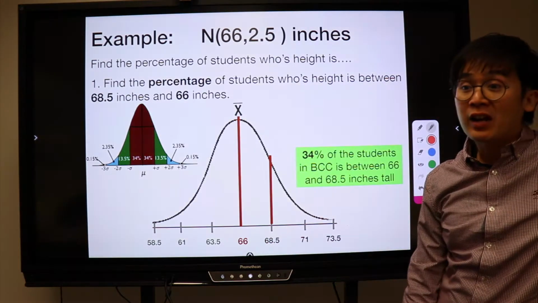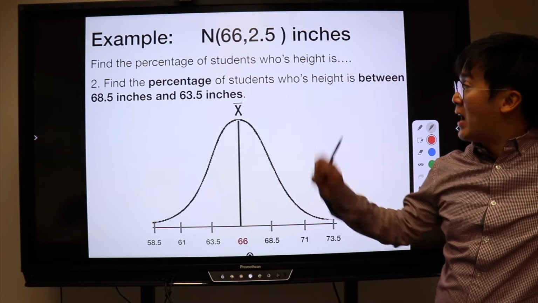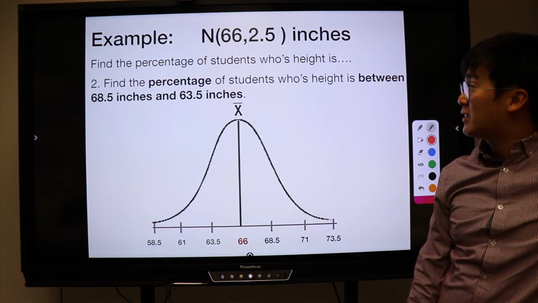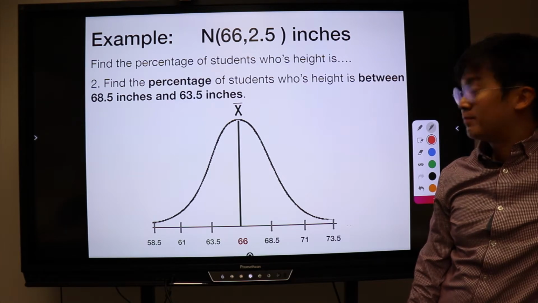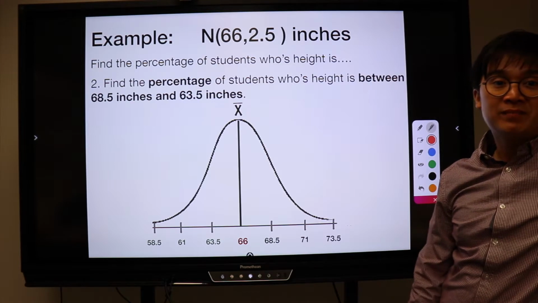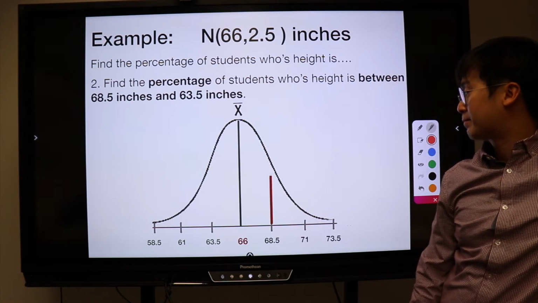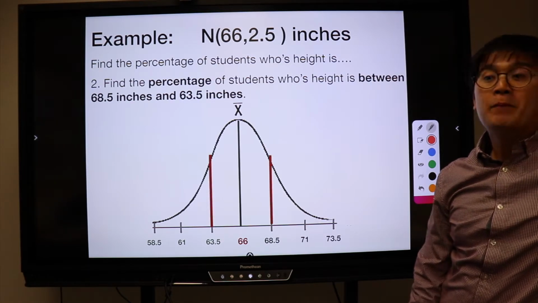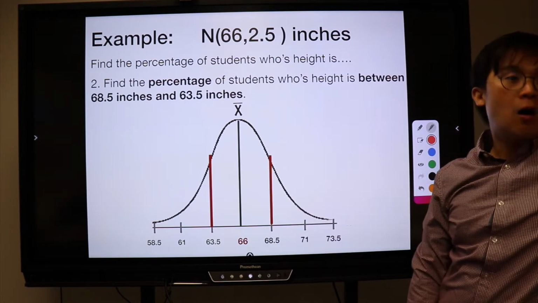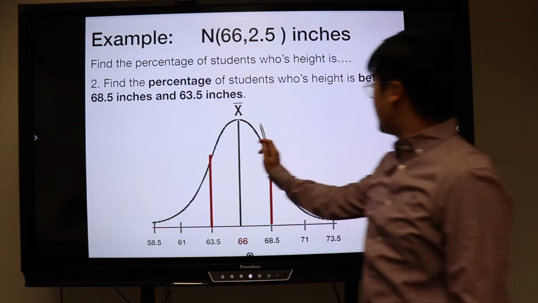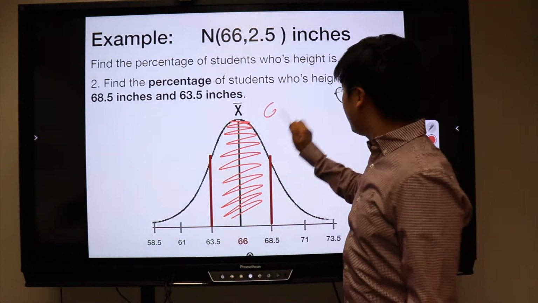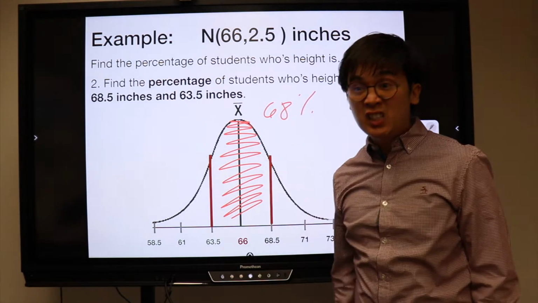So, let's try another one. Find the percentage of students whose height is between 68.5 and 63.5. 68%. How did you get 68%? Because it's the middle. And what do we know about the middle? The whole thing is 68%. So this much right here is 68% because it's in the cheat sheet that we had.